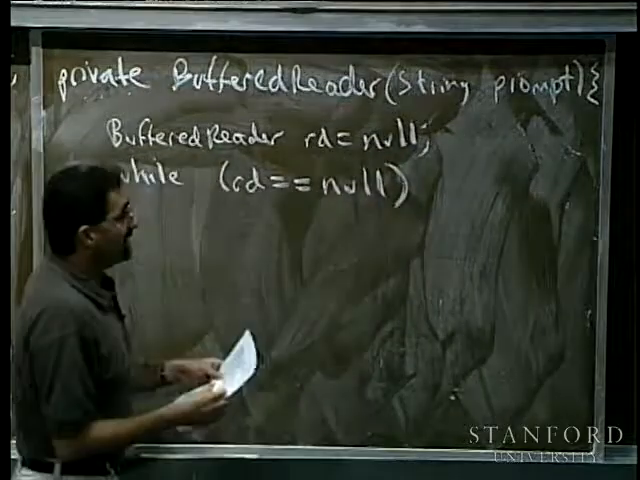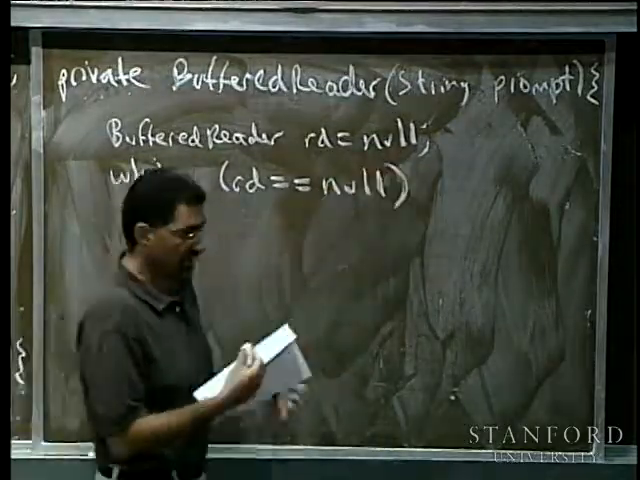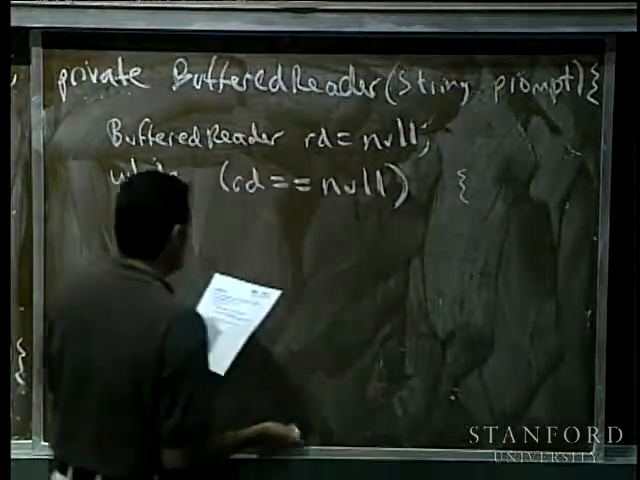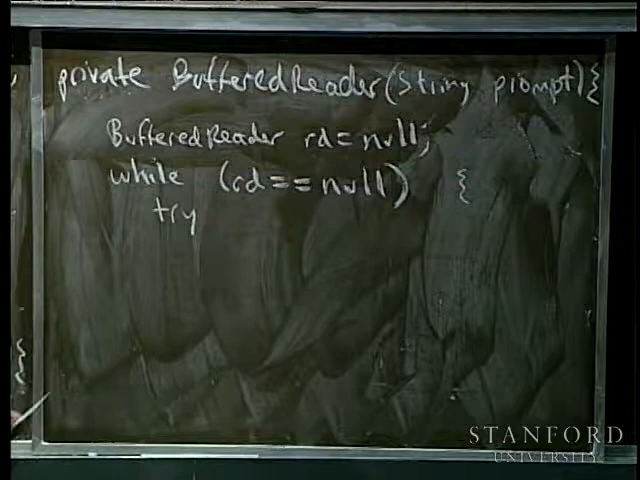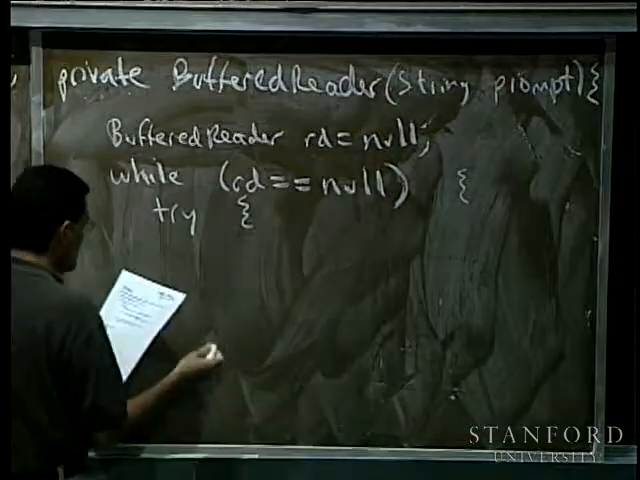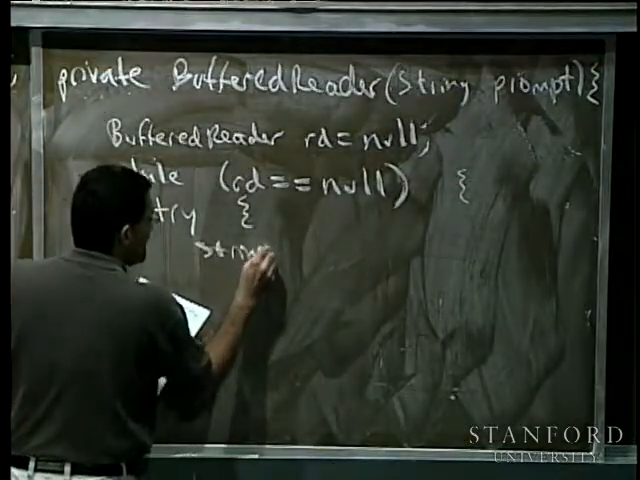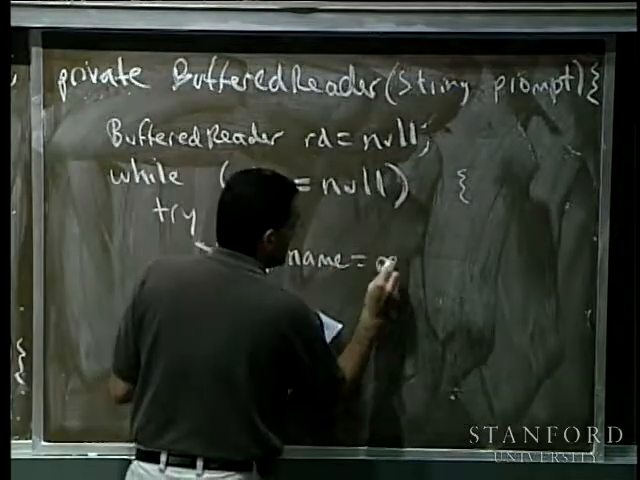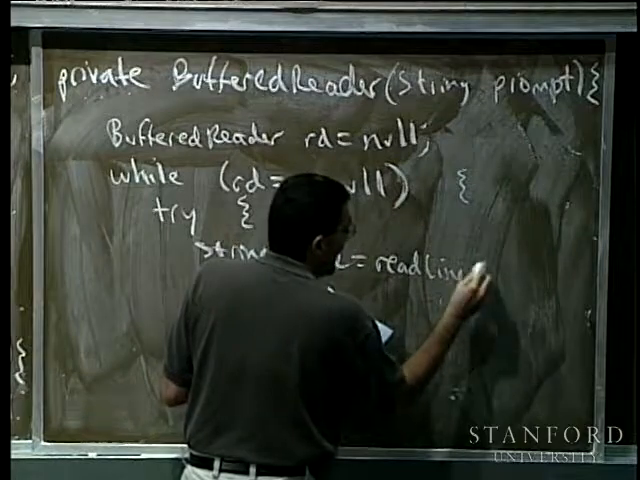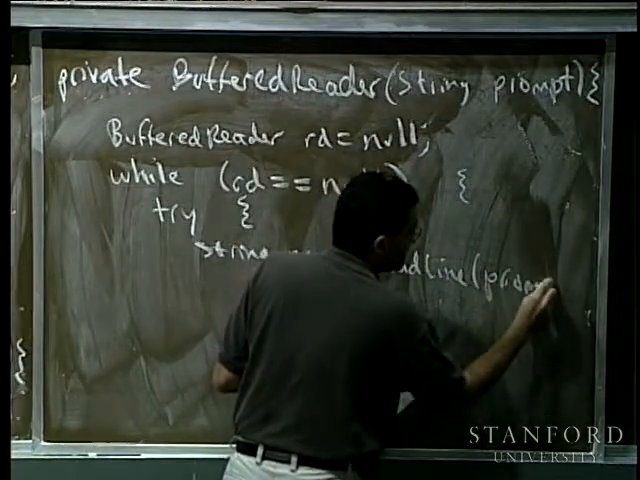So I know that this is going to execute the first time through because I set it equal to null to begin with. And then inside here, so I have a brace there, I'm going to say, hey, I'm going to try something that may be dangerous. So what I want to try doing is ask the user to give me the name of the file. So I'm going to have string name equals readline, and I'll pass it whatever prompt was given to me as a parameter, right?